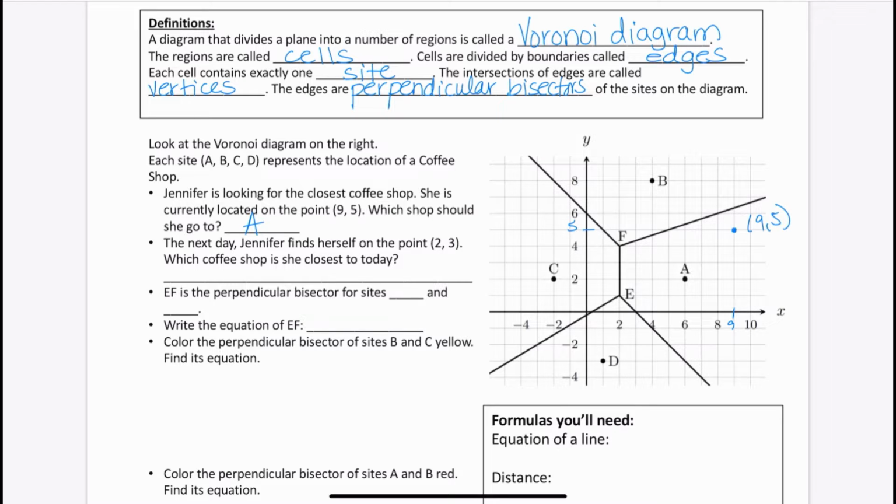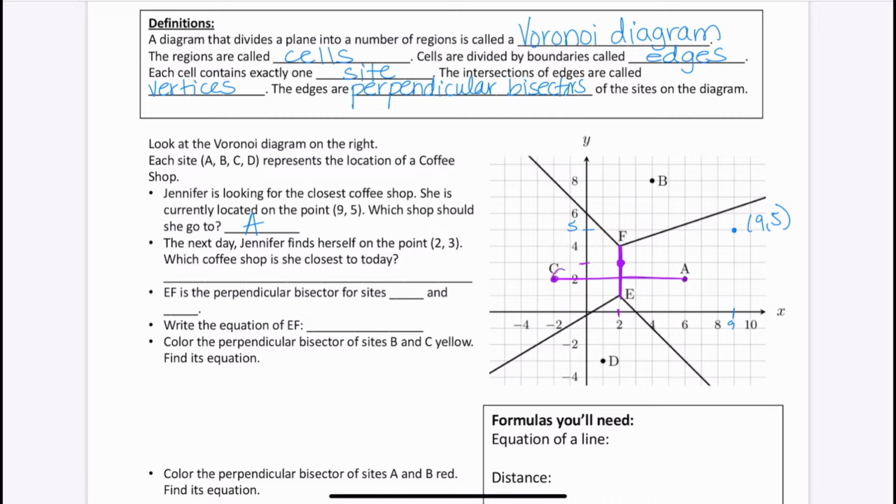The next day, Jennifer finds herself on the point 2, 3. Let's go ahead and locate the point 2, 3, which is right here. Which coffee shop is she closest to today? Notice this right here is an edge. It is the perpendicular bisector of points A and C if I were to connect them with a line segment.